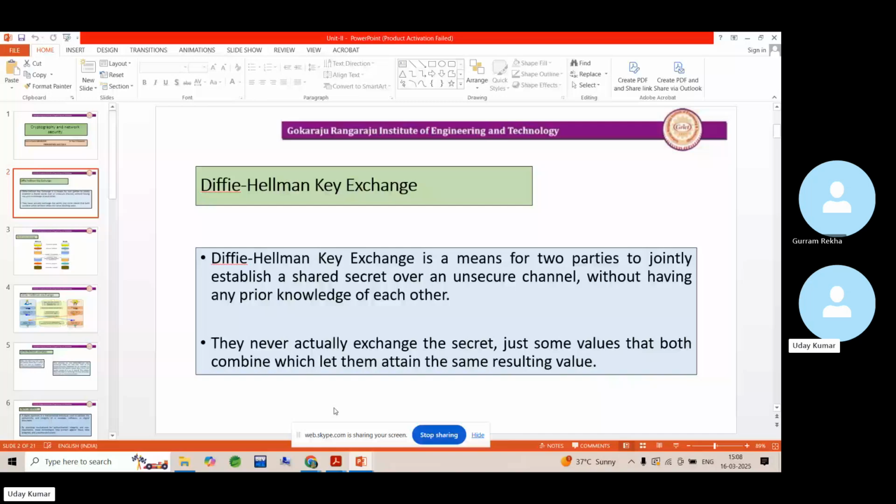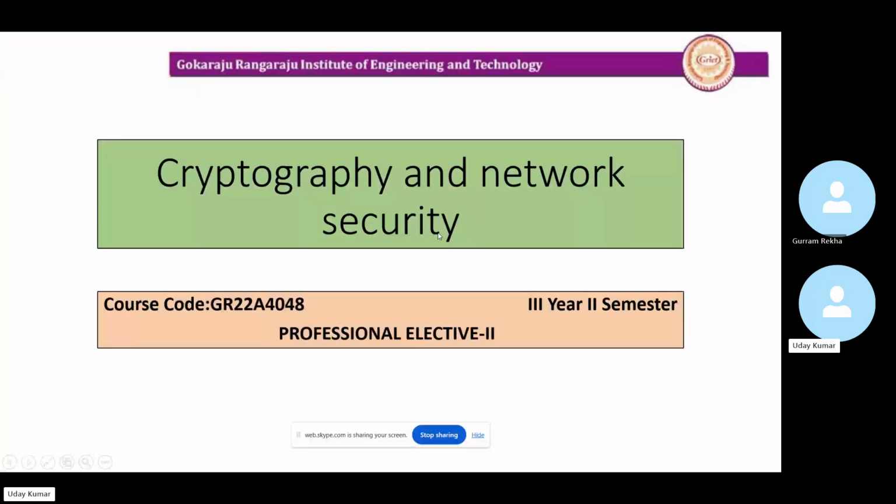Okay, so Diffie-Hellman. The first slide of the two PPTs that I've uploaded, students, is related to Unit 2, and there's Unit 3 as well. The first slide is the same, so don't get confused, both the PPTs are the same.